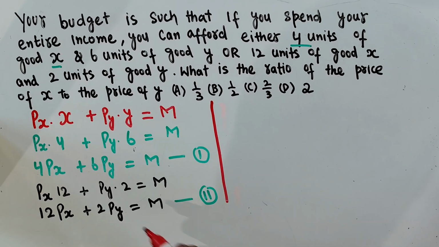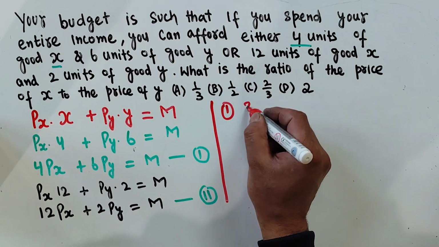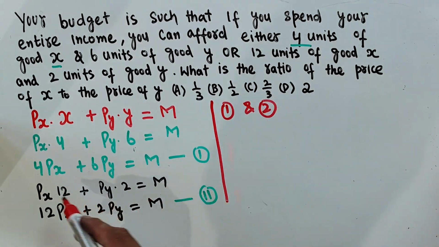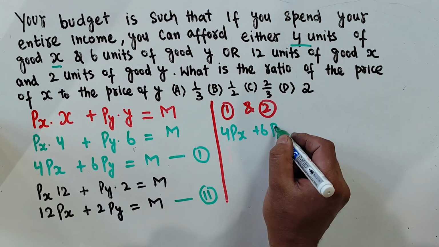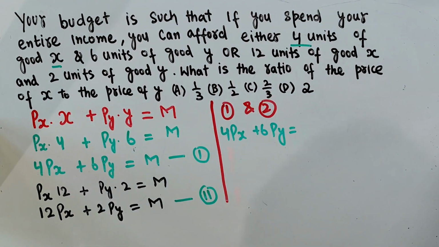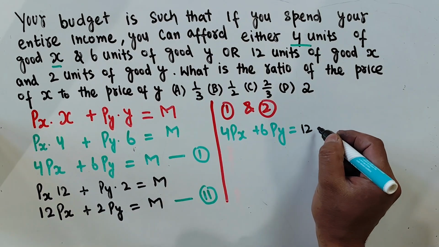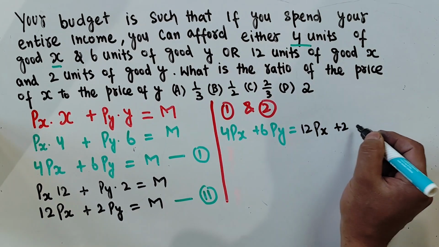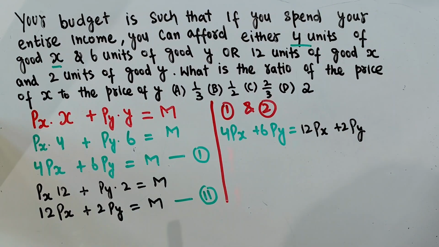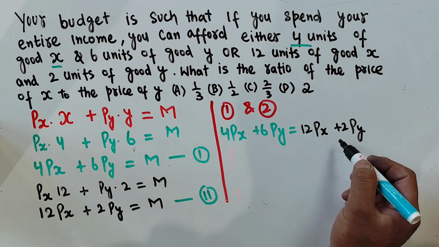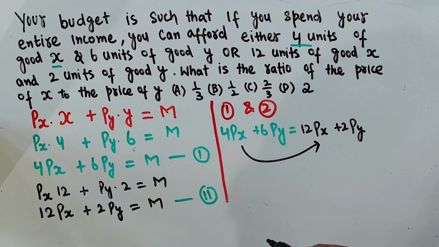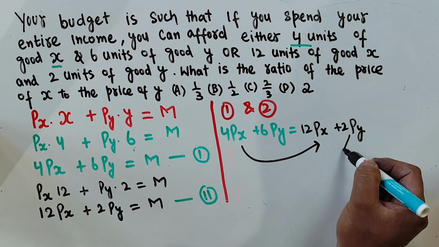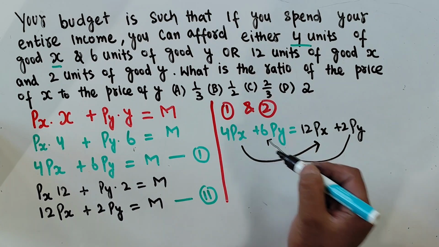That implies from 1 and 2, what do we get? We have 4 times price of X plus 6 times price of Y should be equal to 12 times price of X plus 2 times price of Y. Now let us transpose the first term on LHS to RHS and the second term on RHS to LHS.